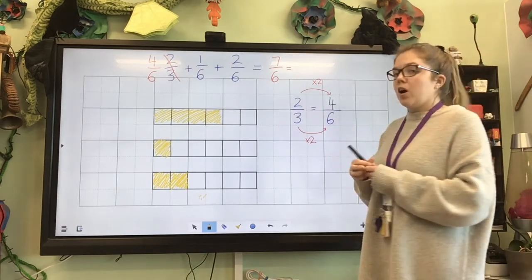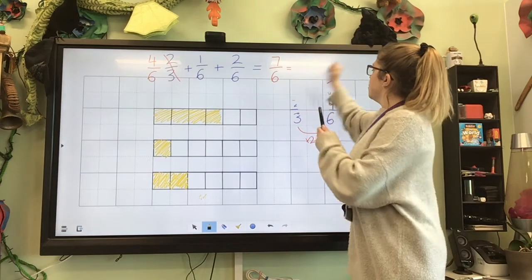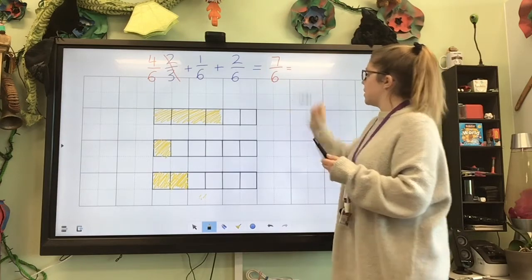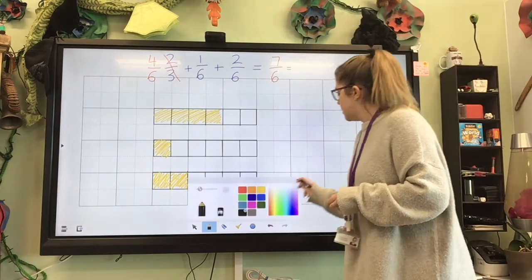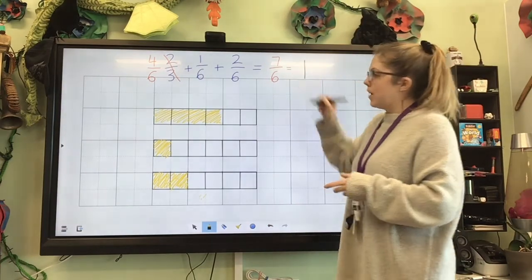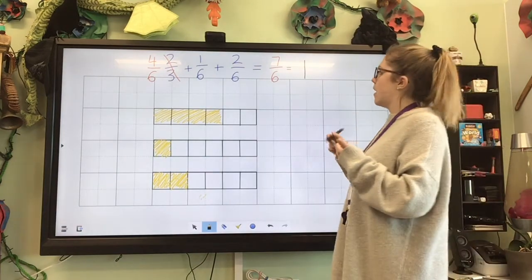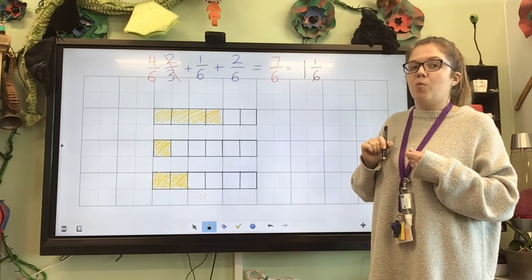So sometimes you're asked to convert improper fractions to mixed numbers. So what would 7/6 be as a mixed number? And I can see that would be 1 whole, because I've got 7/6, so I've definitely got a group of 6 in there, with a sixth left over. So I can write that as 1 and 1/6.